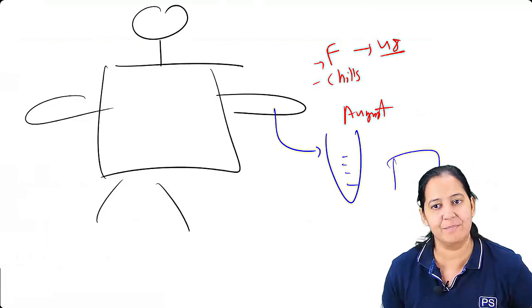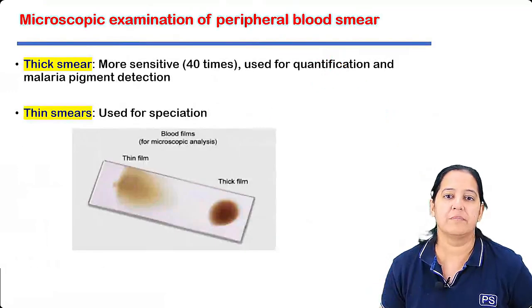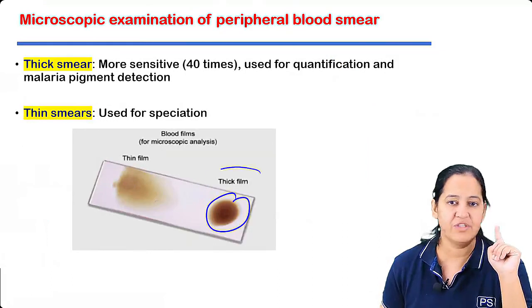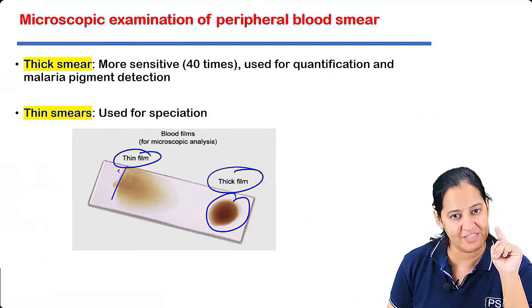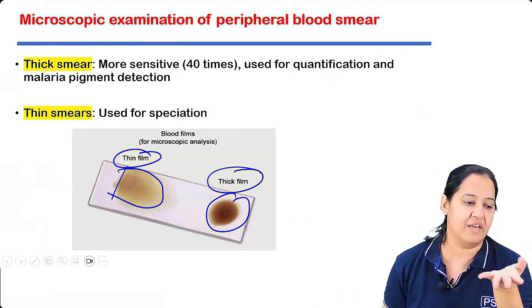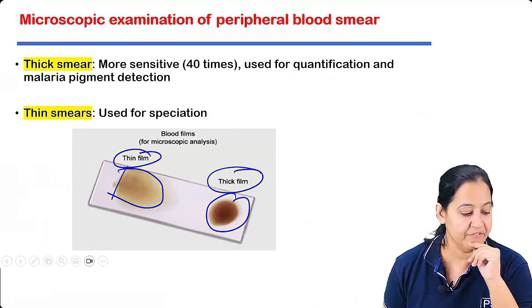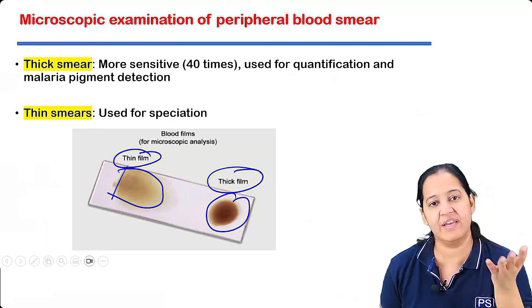I will make a smear of that. I will take 2 smears. I will take a thick smear in which I will take the drop and not spread it. And I will make a thin smear in which I will spread it. So what do you mean by thick and thin, and why am I making 2?